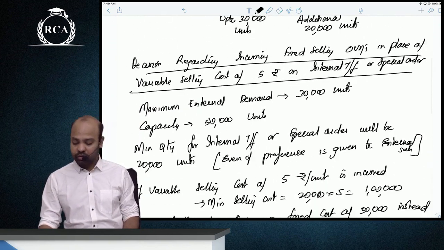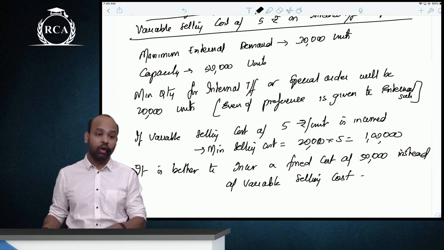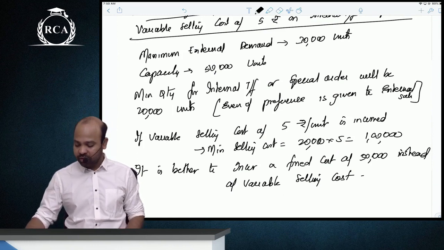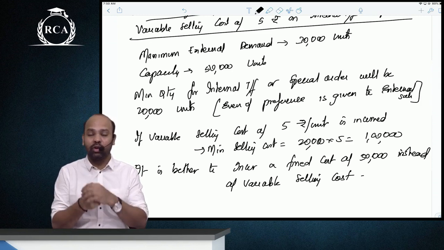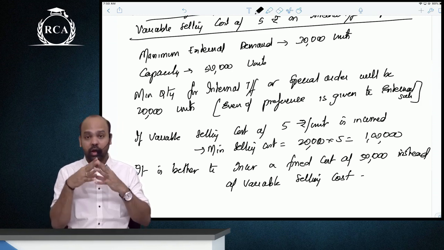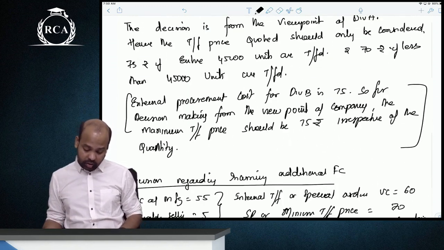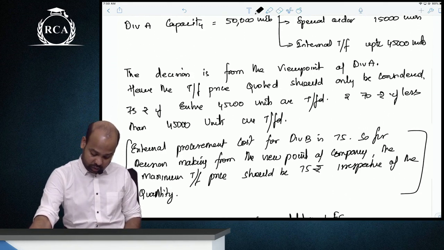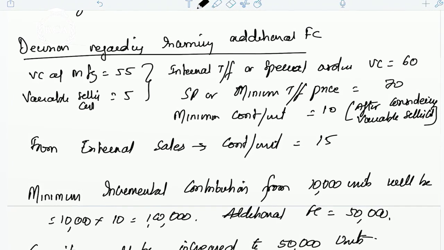Understood sir? So this is where I will not take variable selling cost on internal transfers as well as special order. We will be computing contribution per unit from internal transfers and special order without considering the variable selling cost of 5 rupees. We would take that as a part of my fixed cost. Got it sir? All of you better copy this now. Decision regarding additional fixed cost. I hope you were all clear about this. Now copy this, beta. So we have decided that we will be manufacturing 50,000 units, and you've also decided that we will incur a fixed cost of 50,000 selling cost instead of incurring variable selling cost of 5 rupees per unit. Now we will decide the best strategy for division A.